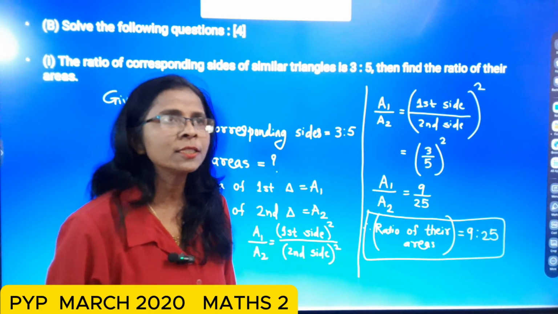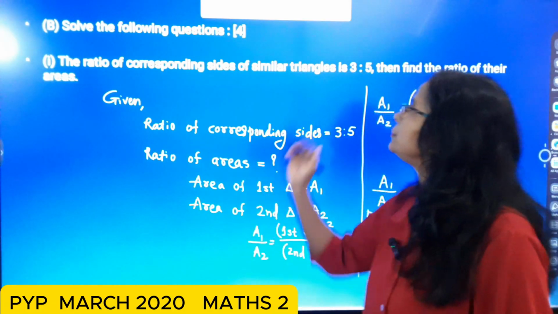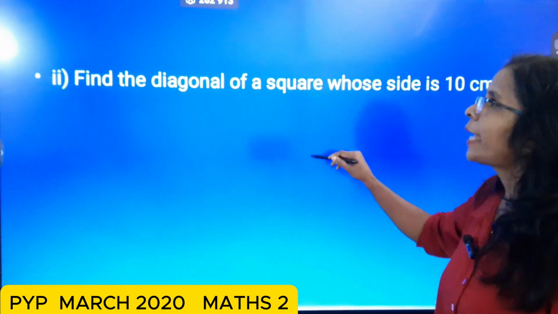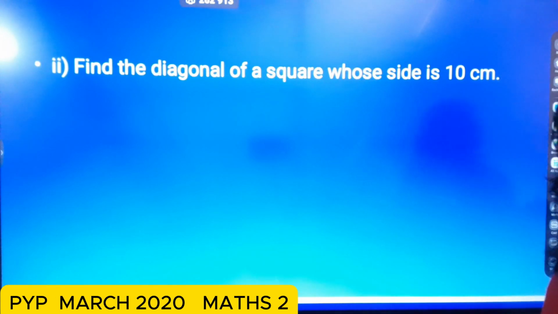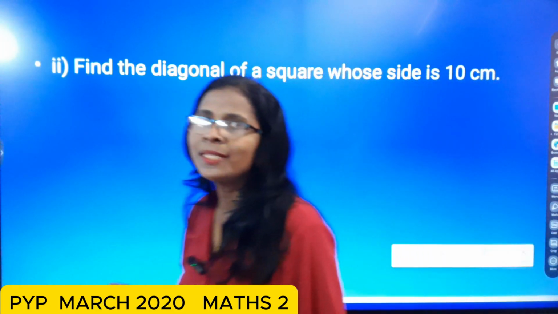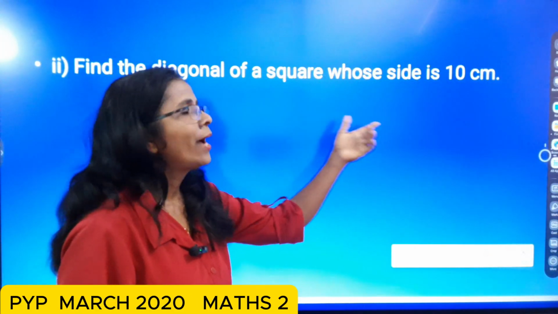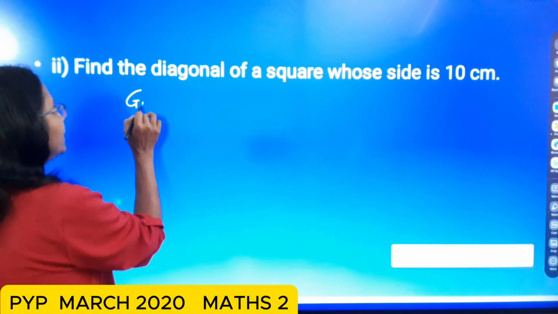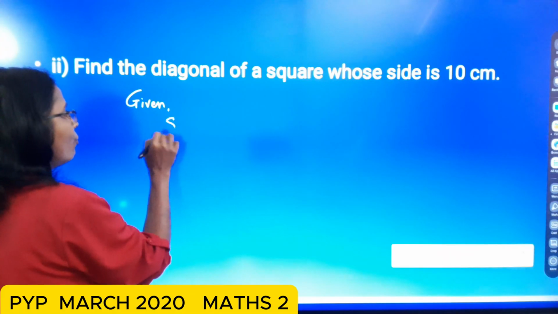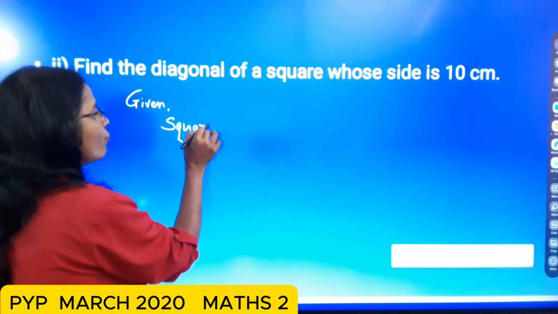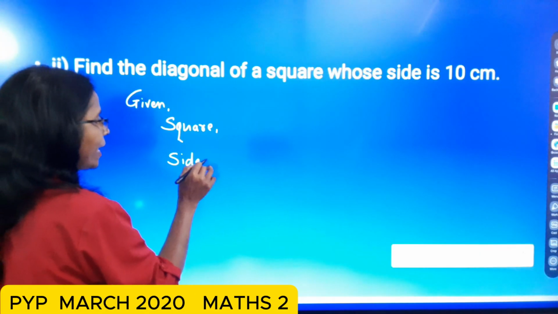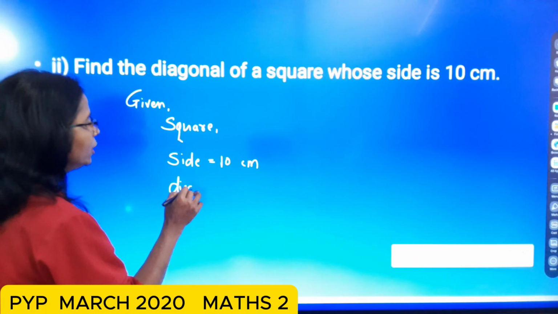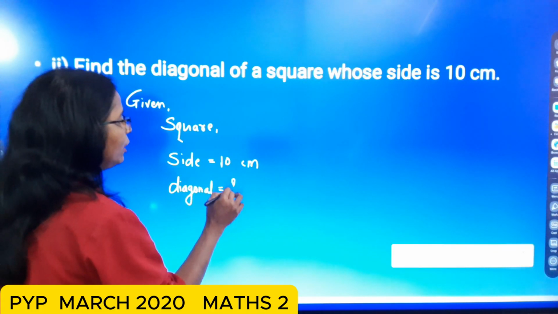Okay students. Then next one, example. Find the diagonal of a square whose side is 10 centimeter. Now here students, there is a square and in that square we have to find out the measure of the diagonal. Okay, so here I write the square and there the given is that side is equal to 10 centimeter and we have to find out the diagonal which is equal to question mark.